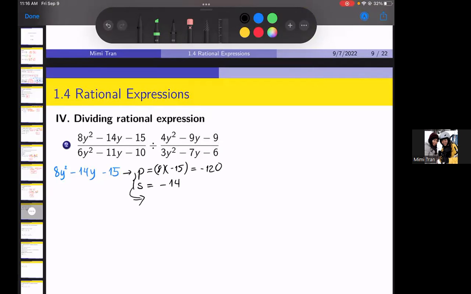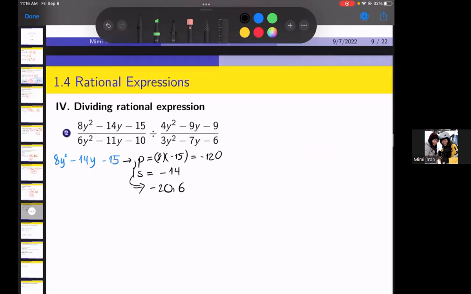Can someone tell me those two numbers? Good, negative 20 and 6. And all you do is split that. You use that negative 20 and 6 to split the negative 14, right? So 8y squared, rewrite negative 14y now becomes minus 20y plus 6y minus 15. If you want to write 6y first and then negative 20y, that's fine too. Doesn't matter. And then you group them.